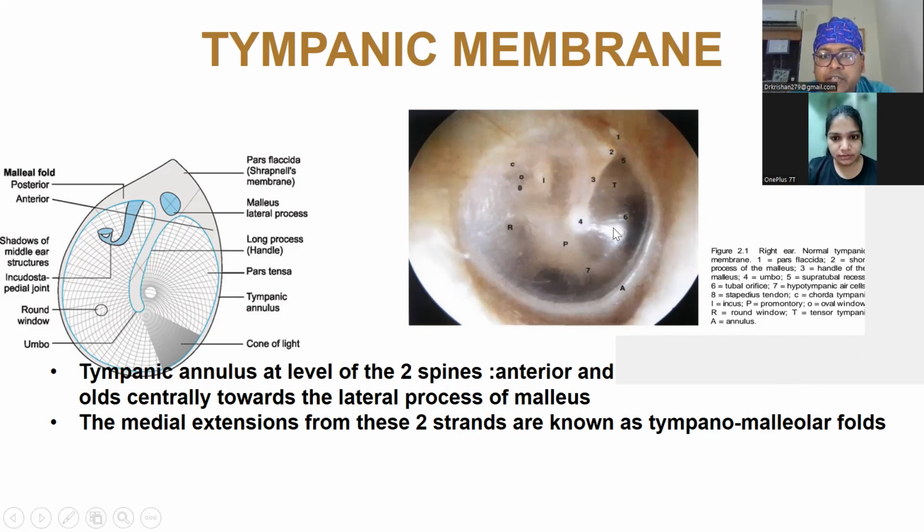P is promontory. O is oval window. R is round window. Oval, round. T is tensor tympani. A is annulus. So just see, this is very important for beginners to identify. Every time you do otoscopy, just try to recognize these structures. These are very important structures.